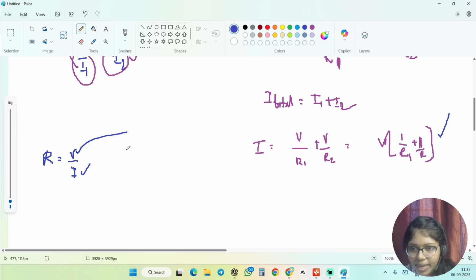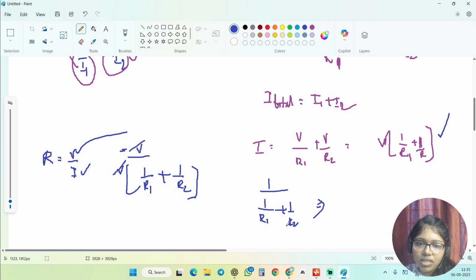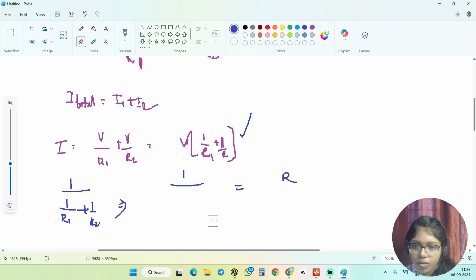So I simply take the voltage divided by V times (1 by R1 plus 1 by R2). The V's get cancelled out, and now it is 1 by (1 by R1 plus 1 by R2). Now if you bring it up to the numerator, what happens? We add here and multiply there. Now it is R2 plus R1 in one place, and R1 by R2 in the other. So this is the value you consider.